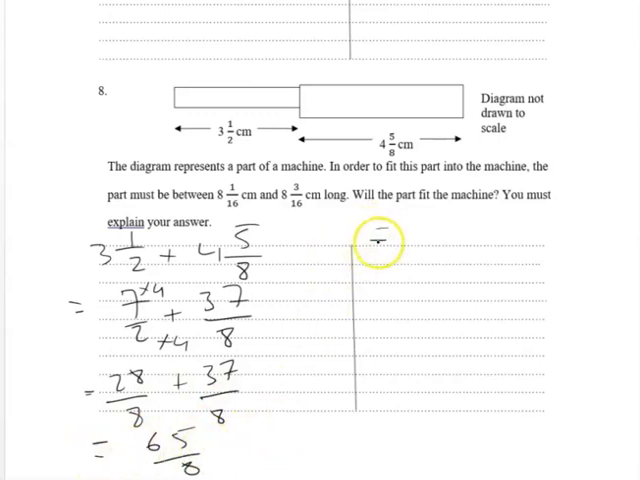Now we're going to convert the 65/8 into a mixed number to see whether it's going to be between these two numbers or not. So we're going to get 8 and 1/8. Now we want to give it the same denominator, so we're going to times both numerator and denominator by 2. So we're going to get 8 and 2/16 centimeters. So will it fit in the machine? Yes, it will fit in the machine, as it is between 8 and 1/16 and 8 and 3/16.